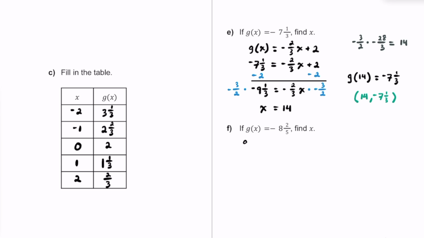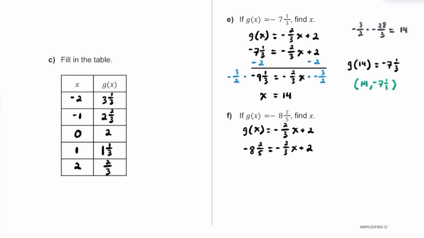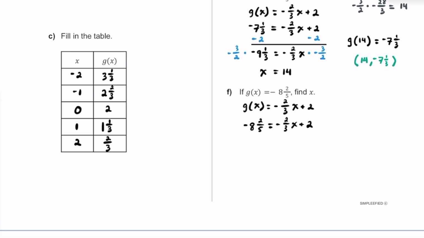Let's go ahead and try another extension here. So g of x is equal to, let's just write the original function so everything's very clear and organized. And then we're being told that g of x is -8 2/5. So -8 2/5 is going to go on the left side here. That's going to be equal to -2/3 x plus 2. So again, we're given the output here of -8 2/5, and we're being asked to find what particular input would lead to that output. Okay, so we can find that out by solving a two-step equation, right?